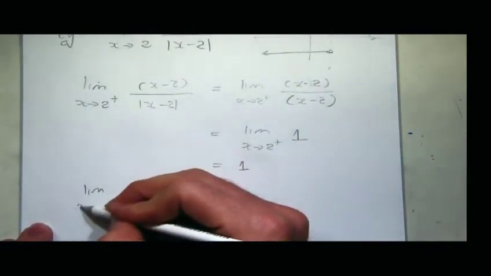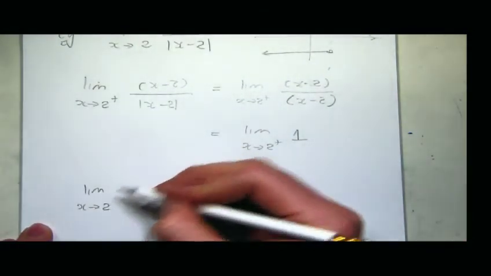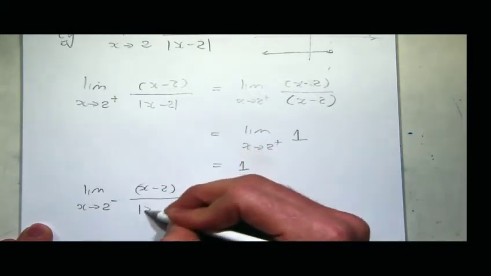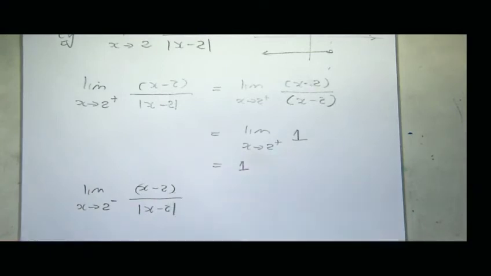But if I go from below, if I'm on the left-hand side of 2, then x minus 2 is negative. So if I had 1.999, I get negative 0.001. And when you do the mod of a negative number, you have to add an extra minus to make it positive.